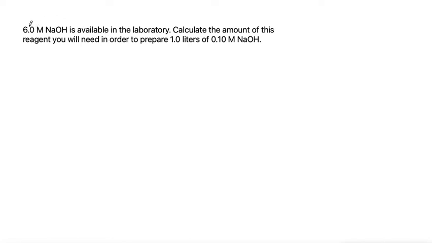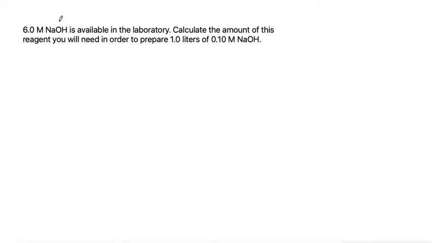Here I have a problem that says 6.0 molar NaOH is available in the laboratory. Calculate the amount of this reagent you will need in order to prepare 1.0 liters of a 0.10 molar NaOH. So notice that this 6 molar NaOH that you have available is a lot stronger, or a lot higher molarity than the one that you're trying to prepare.